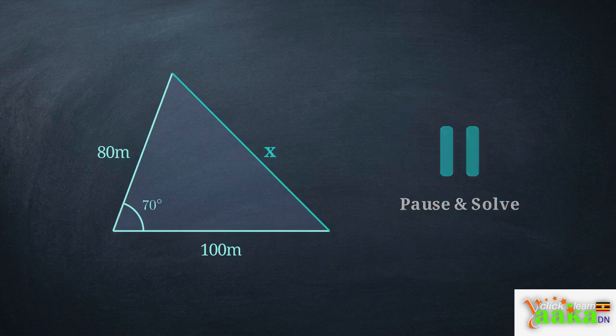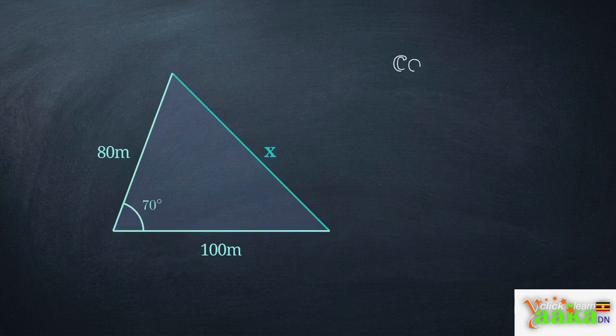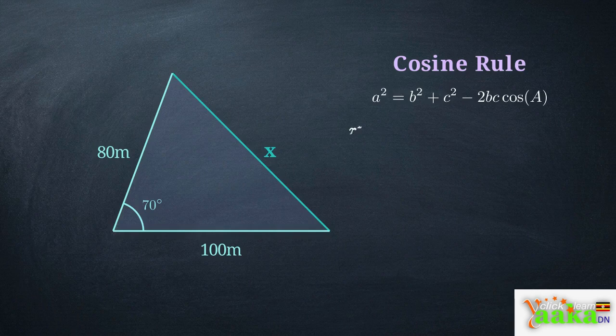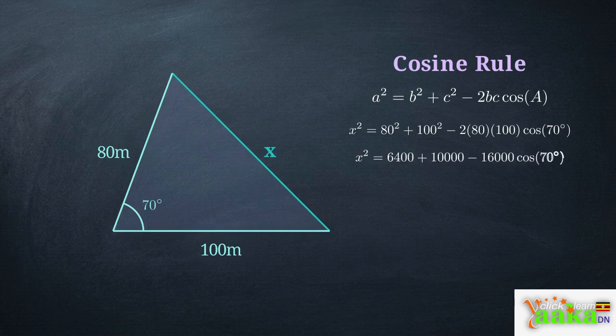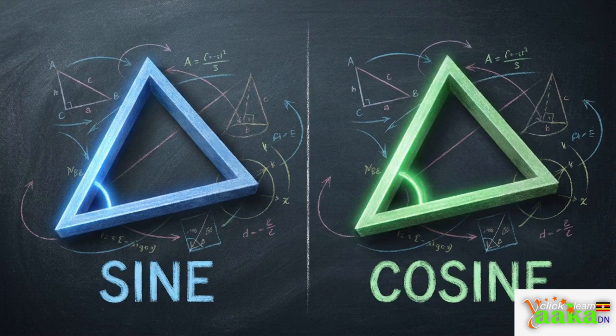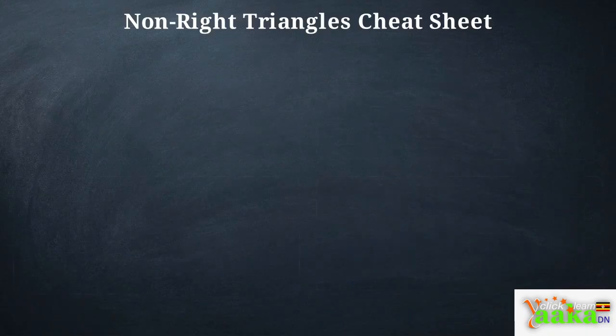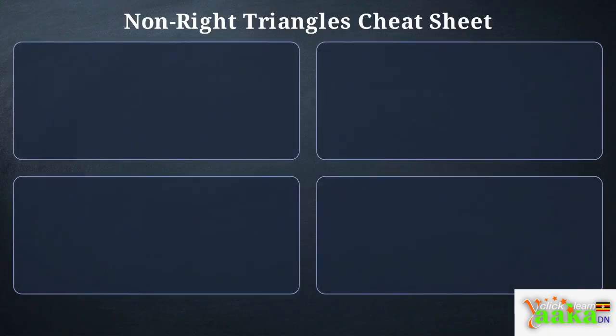Because the angle is sandwiched between our 2 known sides, you should have chosen the cosine rule. Substituting the values gives us 80 squared plus 100 squared minus 2 times 80 times 100 times the cosine of 70 degrees. Solving this, side X is approximately 104.5 meters. Success in these problems always comes down to matching the visual shape of your known data to the correct starting formula. This cheat sheet graphic displays the basic rules for non-right triangles.